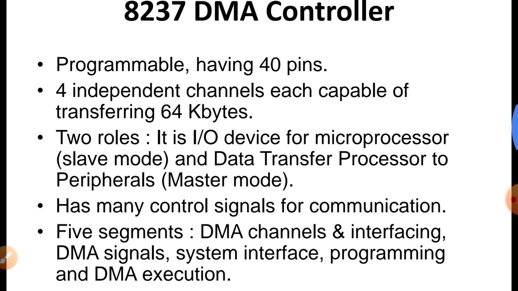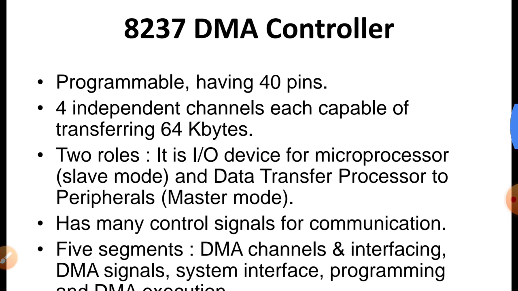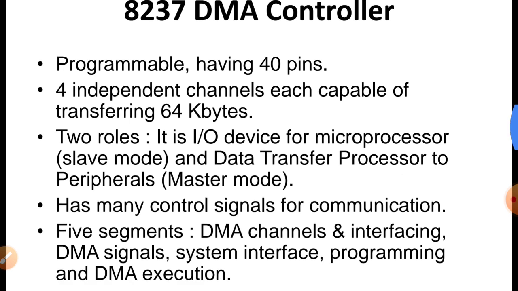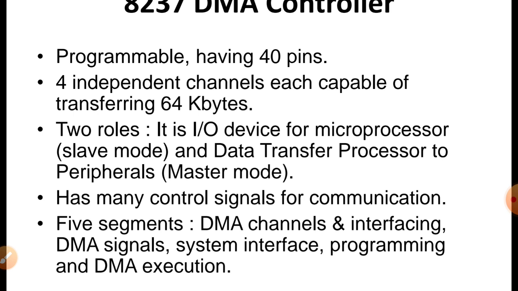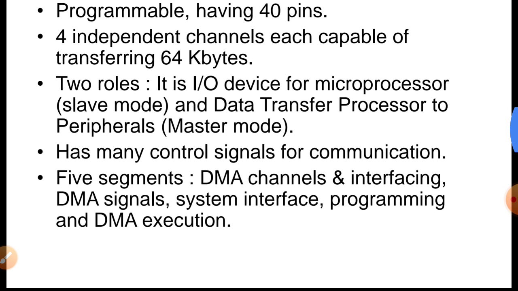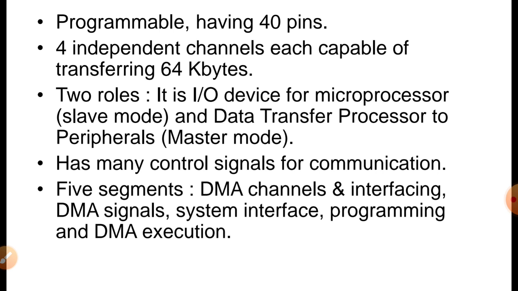So whenever the processor starts, whenever this DMA controller starts its work, first of all it serves as an input output device for the microprocessor by sending a request signal, and at that time it is working in slave mode. And another time, whenever the control of the buses is given by the processor to the controller, it starts working in the master mode, and at that time it is also called a data transfer processor.